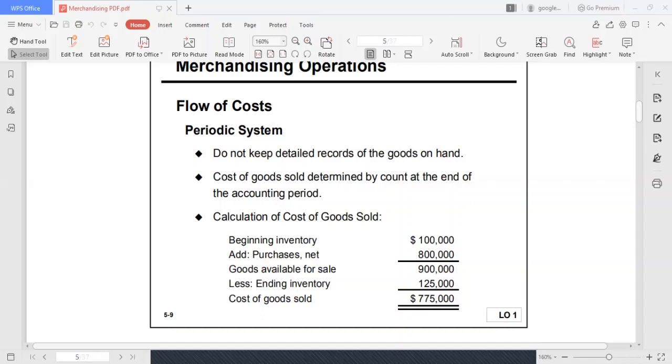So how are you going to calculate the cost of goods sold? You start with the beginning inventory. You add all the purchases in order for you to get the goods available for sale. And at the end of the accounting period, kung saan kailangan mo nang mag-calculate ng cost of goods sold, you will conduct a physical count. Ibig sabihin, bibilangin mo kung ilan ang inventory on hand mo. Once identified yung iyong ending inventory, ibabawas mo lang siya sa goods available for sale para mag-come up ka with the cost of goods sold.